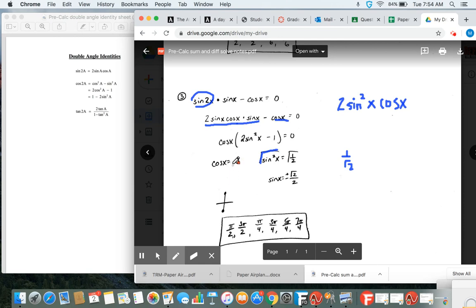So not only did I have pi over 2 and 3 pi over 2, I also had all 4 angles of reference angle pi over 4. So pi over 4, 3 pi over 4, 5 pi over 4, and 7 pi over 4, because it was plus or minus. So it's the quadrants where y is positive up top and where y was negative in the bottom. All right, so that's it. Copy down those 3 problems and try the others, and that'll be your assignment for today.